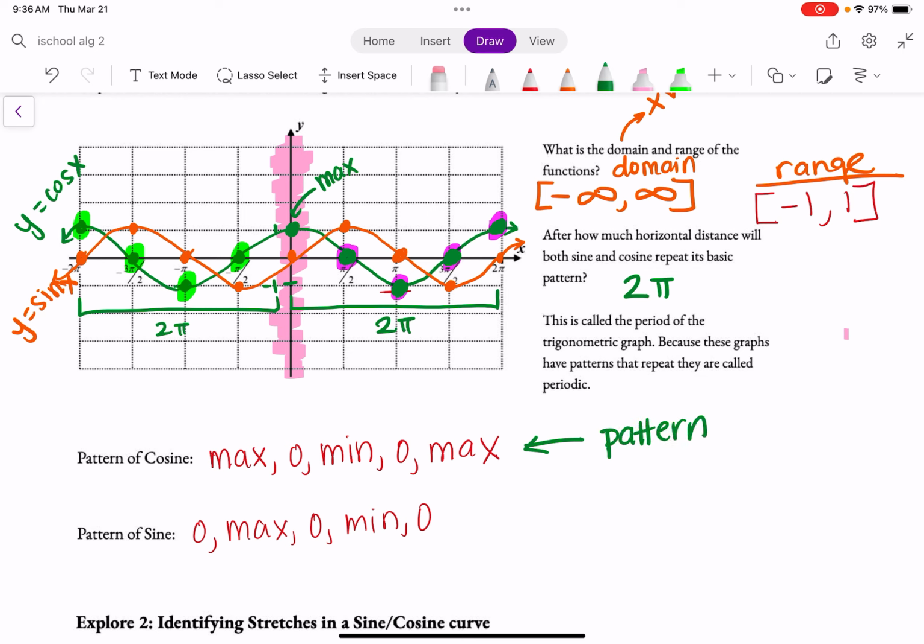Okay? And then, again, if you focus on the y-axis, at the y-axis, the sine is at a 0. Then it's at a max, then it's at a 0, then it's at a min, and then it's at a 0 again. So that's how we get this pattern here, 0, max, 0, min, 0. So this is the pattern for sine, okay? So this is what we call the basic sine and cosine curve. You know that it follows these patterns here, okay?